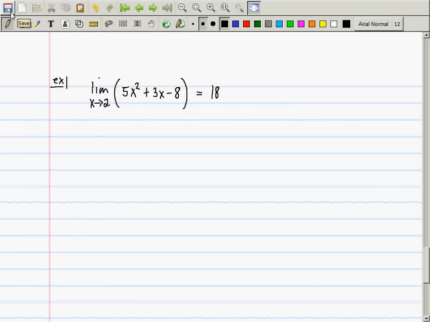So, does this make sense? What do you get if you plug in 2? You get 20 plus 6, which is 26, minus 8 is 18. So you know that this is a true statement. But what you need to do is use the definition of limit to show that this is a true statement.